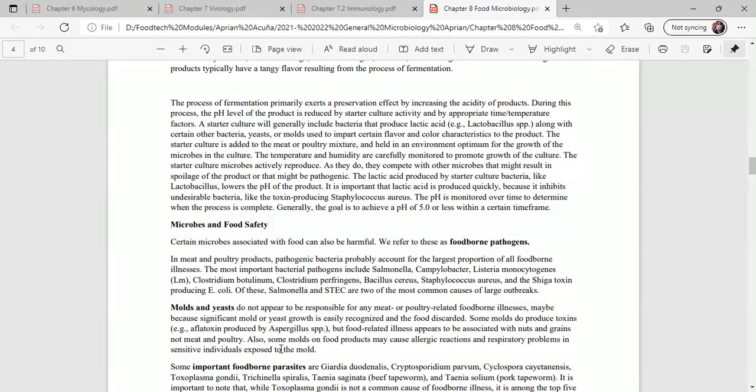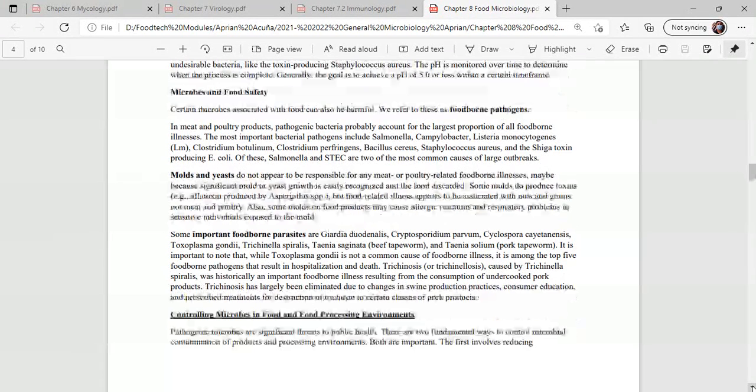Now, your molds and your yeasts, or your fungi, do not appear to be responsible for any meat or poultry-related foodborne illnesses. Maybe because significant mold or yeast growth is easily recognized and the food is discarded. Some molds do produce toxins, like those produced by Aspergillus species, but foodborne illnesses appear to be associated with nuts and grains, but not meat and poultry. Also, some molds on your food product may cause allergic reactions and respiratory problems in sensitive individuals exposed to your molds.